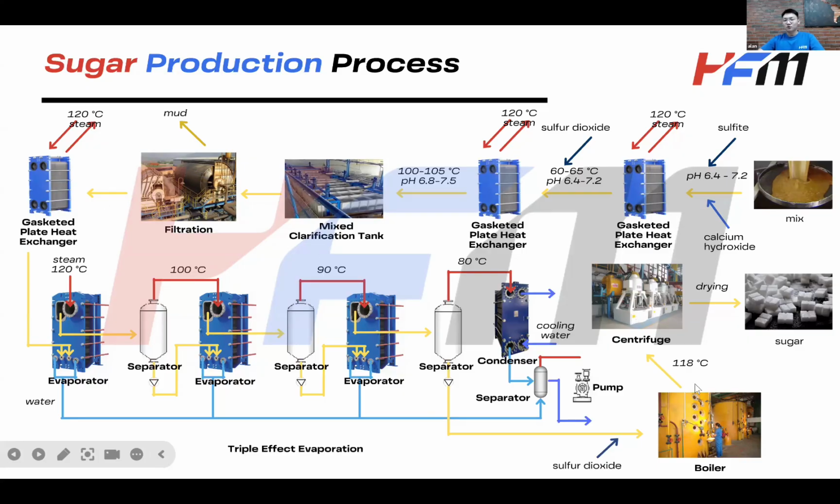Okay, so to further remove the water from the sugar juice, it will be fed into the boiler. And after this boiler, we will get the crystal sugar. But there is still something we don't need in the solid sugar, for example, the molasses. So to remove the molasses from the solid sugar, we use the centrifuge.